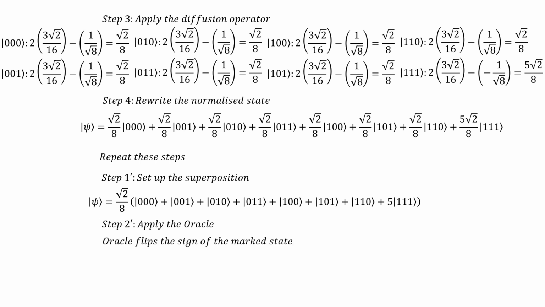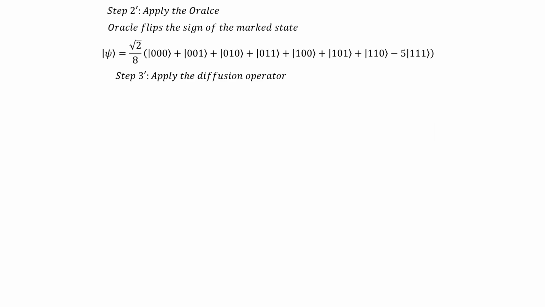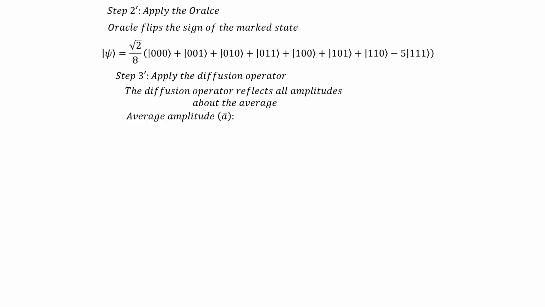We're going to apply the oracle, so we're going to flip the sign of the marked state. This is again 111, so we have a factor of minus 5 in front of our 111 marked state. Then we're going to apply our diffusion operator. Again, our operator reflects all the amplitudes about our average. Our average amplitude is a new average amplitude because we now have 7 examples of root 2 over 8 and 1 example of minus 5 root 2 over 8. We still have 8 states, so we still divide by 8.